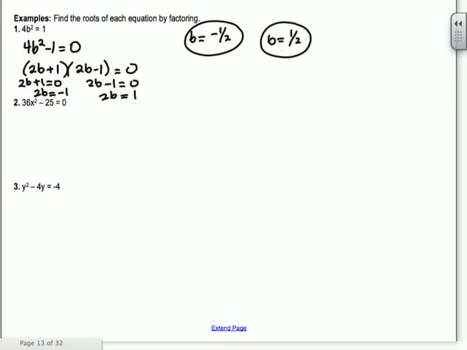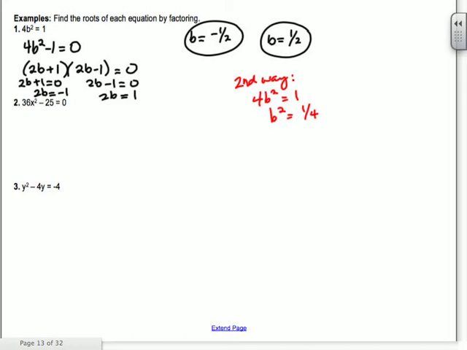Now in this first example, there was actually another way to solve, since it just had b squared and it didn't have b. So I'm going to write second way. You could have started with 4b squared equals 1, and you could have divided by 4 on both sides. So you get 1/4.